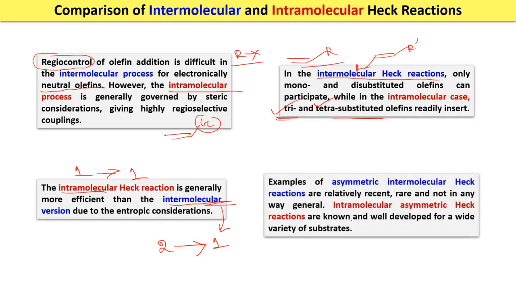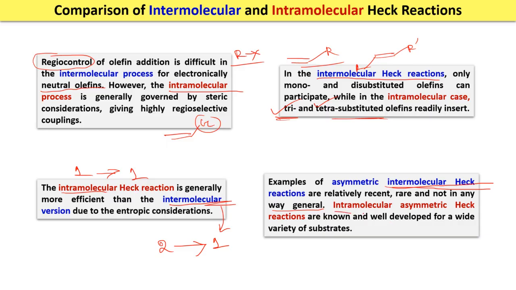And finally, examples of asymmetric intermolecular Heck reactions are relatively recent, rare, and not very general. Very few examples you can see. In one of the videos that you will find in the description box, I have given the asymmetric version of intermolecular Heck reaction. You can see the example.